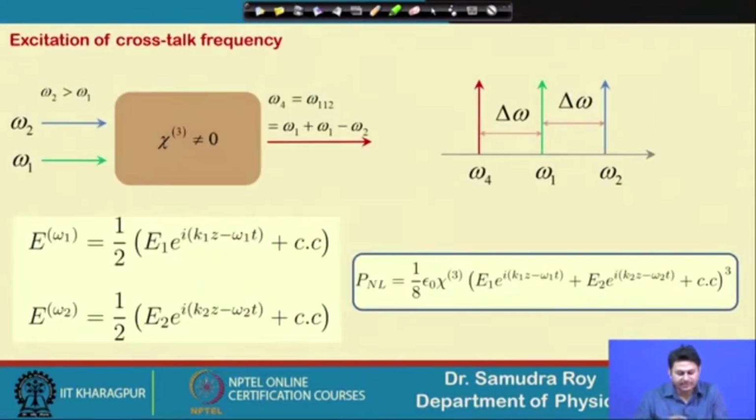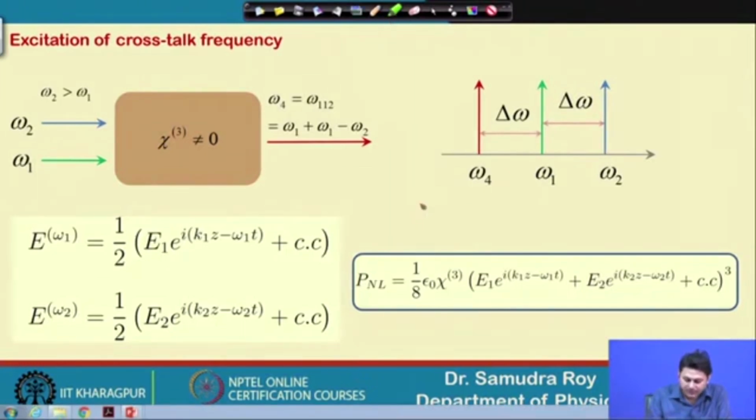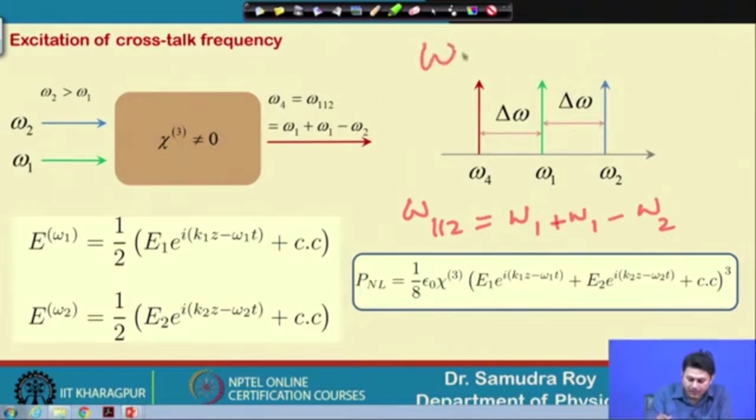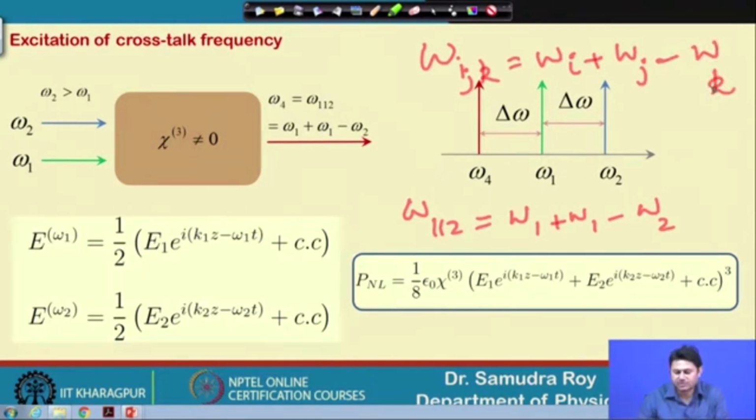There is an example: suppose I am generating omega 112. What is omega 112? According to our definition, it should be omega 1 plus omega 1 minus omega 2, because omega ijk is equal to omega i plus omega j minus omega k. This is the definition of the frequency. We are interested to find what kind of frequencies are there with these combinations. So, omega 112 is such a combination.